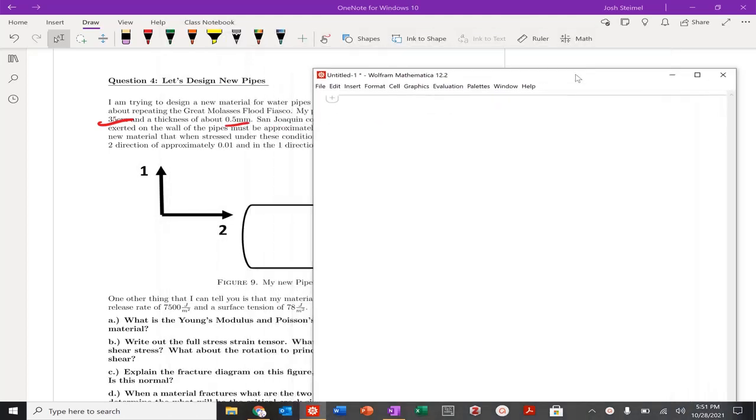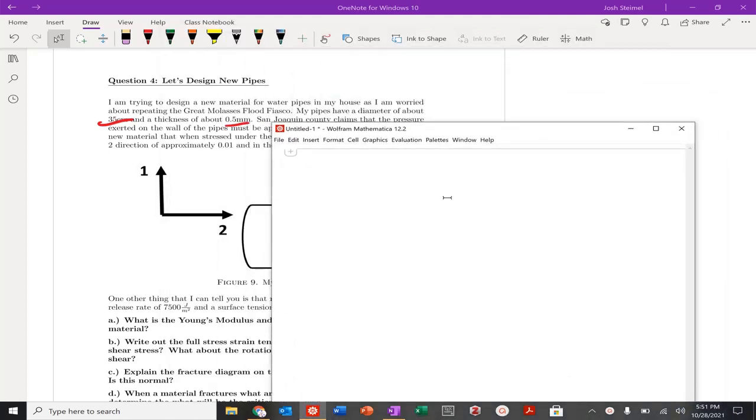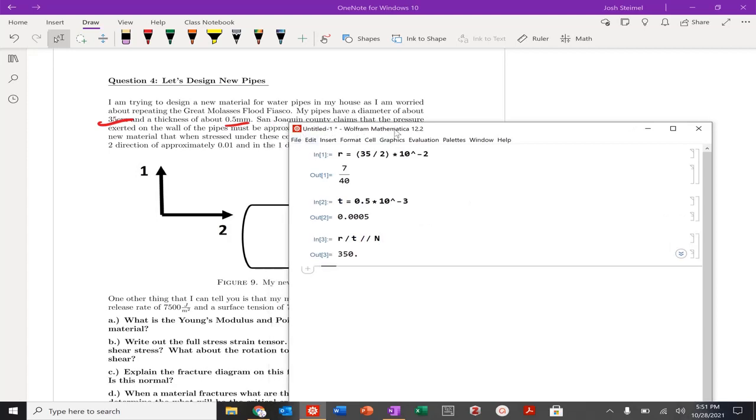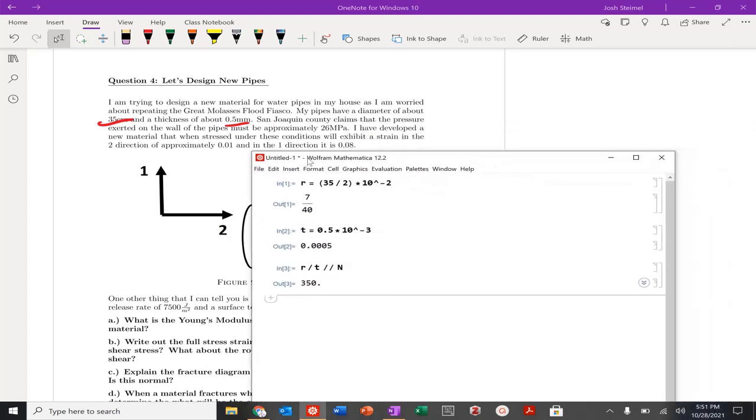So I'm told that my diameter is 35 centimeters. So radius equals 35 divided by 2 times 10 to the minus 2. And then my thickness is equal to 0.5 times 10 to the minus 3. So let's do R over T. And what do you know? That's a very, very thin wall pressure vessel. The pressure exerted on the walls of the pipes is approximately 26 MPa.